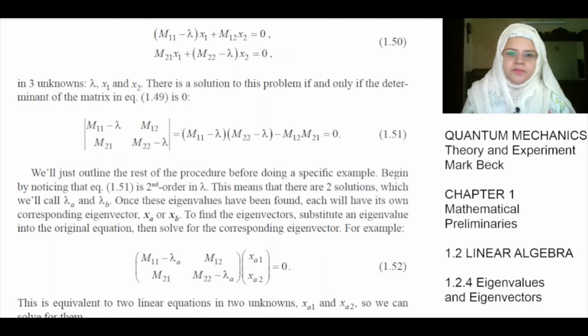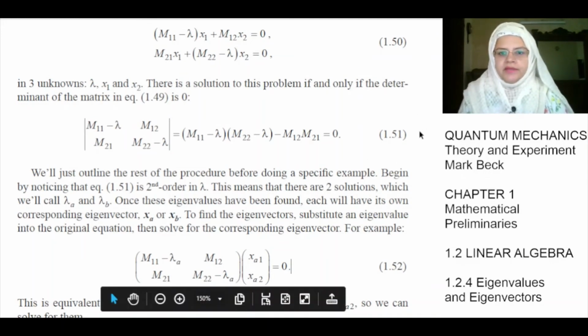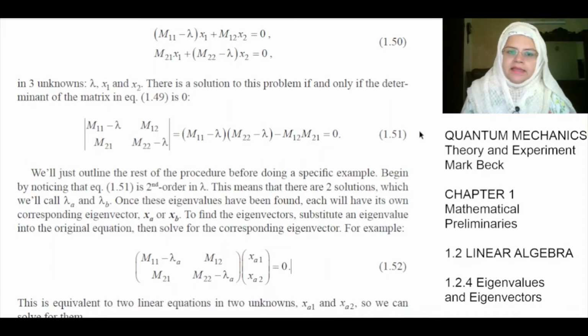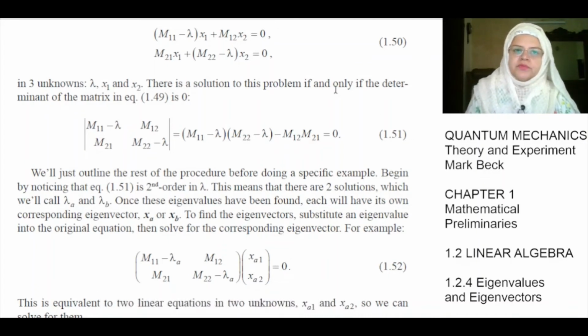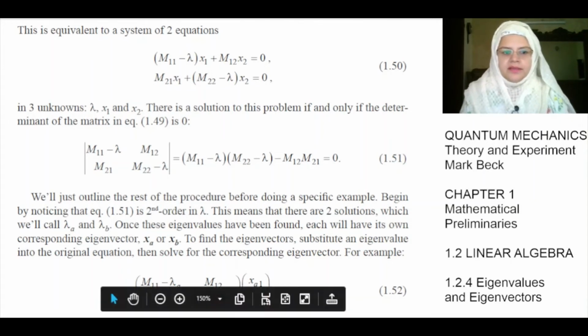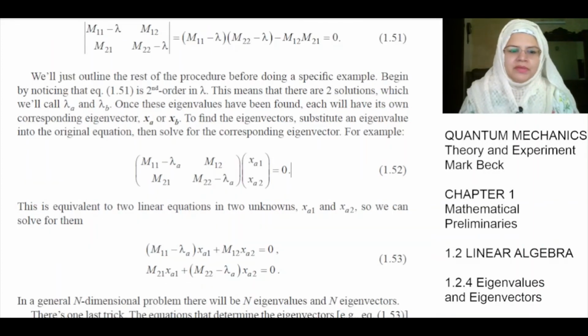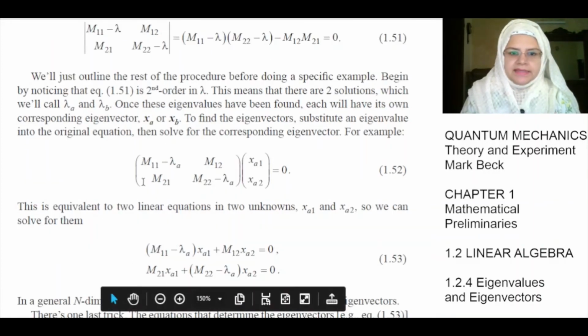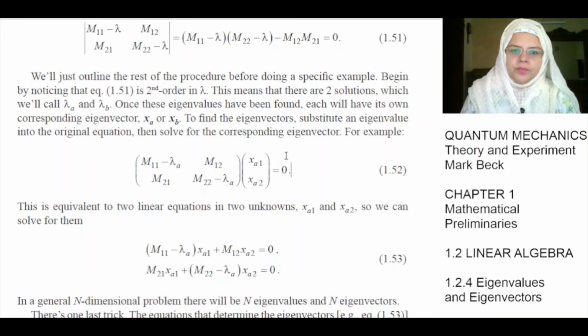When we find the determinant with the help of equation 1.51, we will get two values of lambda, lambda A and lambda B. Then we will substitute lambda A in equation 1.50 to get the eigenvector XA, and lambda B into equation 1.50 to get the eigenvector XB. We will multiply the matrix [M11 minus lambda A, M12; M21, M22 minus lambda A] with a vector with components xa1 and xa2. Then we will find the two components xa1 and xa2, and hence we will get our eigenvector.